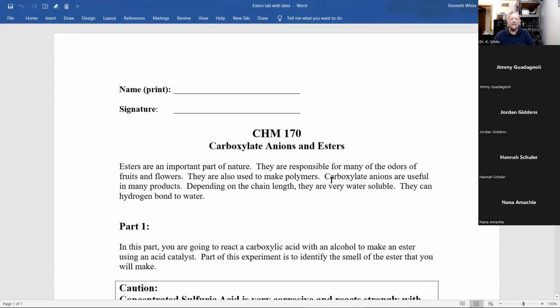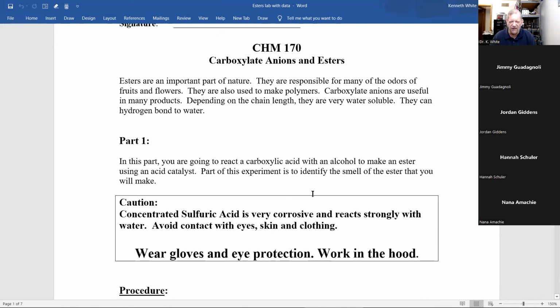Does everybody see carboxylate anions and esters on your screen? Give me a thumbs up. Thank you, Jimmy. All right, today's lab deals with carboxylate anions and esters.